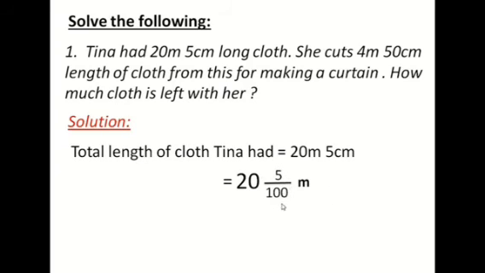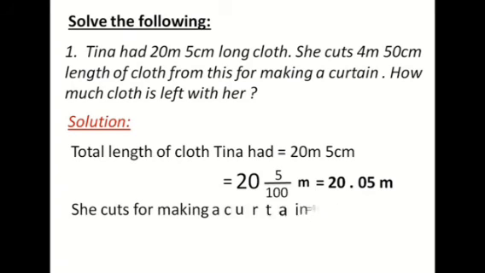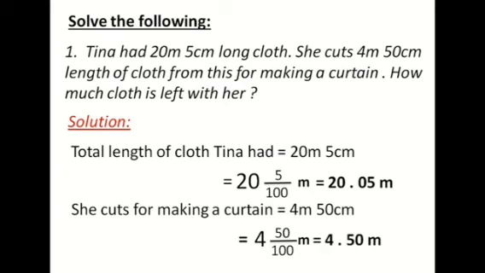Now convert this 5 by 100 into decimal. So how will it be? It will be 20.05 meter. We will do the same for the length of the curtain also. So she cuts for making a curtain how much? 4 meter 50 centimeter. So we can write 450 by 100 meter. Now it is 4.50 meter. So I hope you are clear how we have converted into meter.